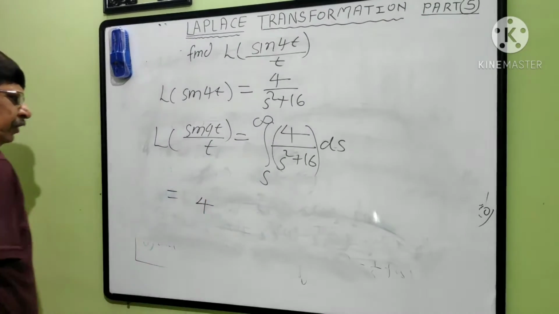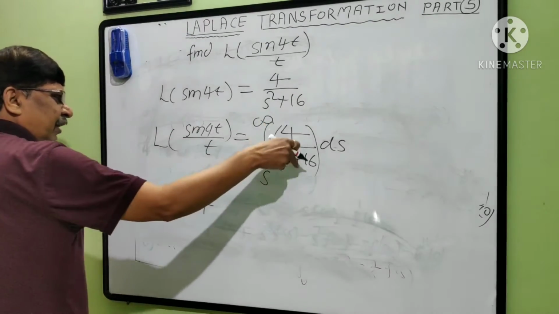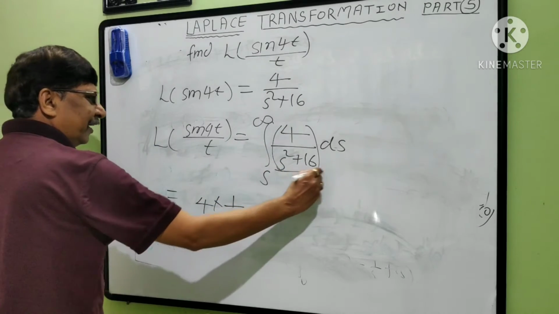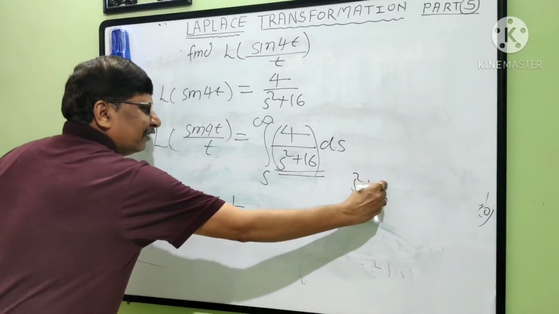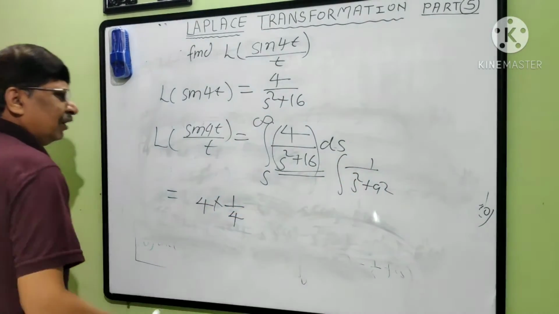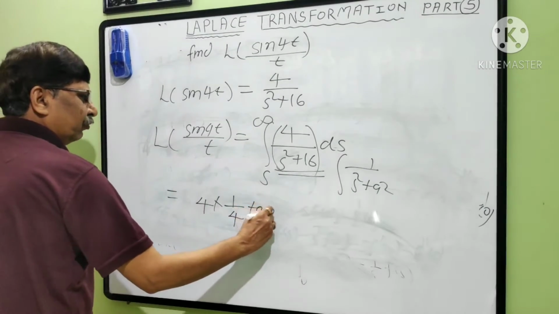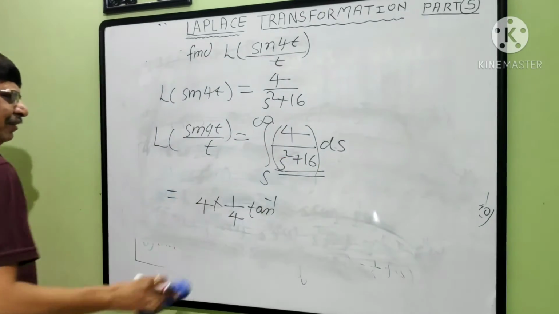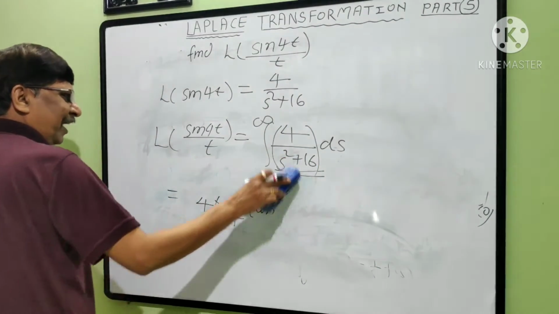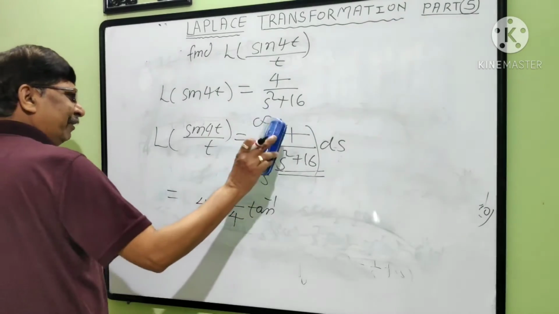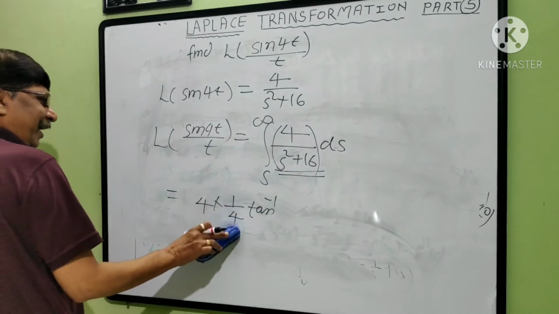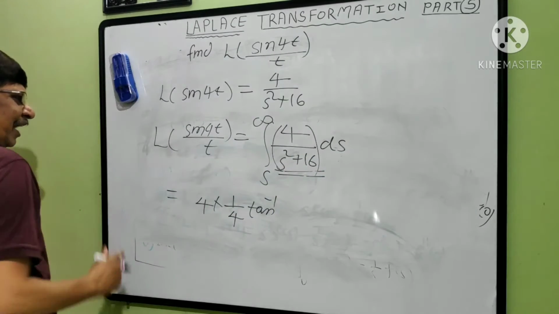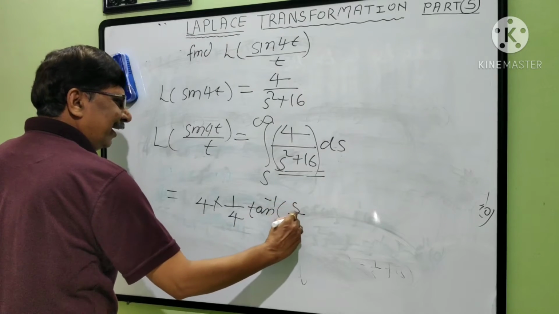Now 4 is constant, take it outside, and 1 upon s square plus a square. What is the formula? 1 by a, 1 by a means 1 by 4. It is s square plus a square. 1 by a tan inverse, you must note the integration: 1 upon x square plus a square is 1 by a tan inverse x by a. Here the only variable is s, and 4 square is 16. Tan inverse of x by a means s by 4.